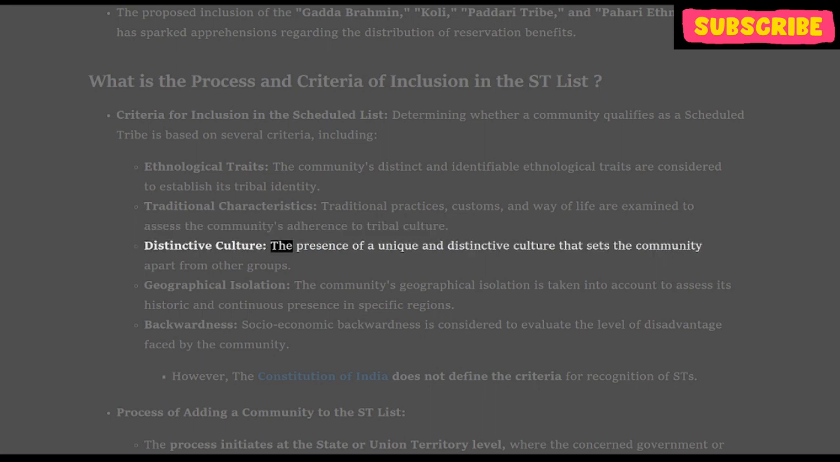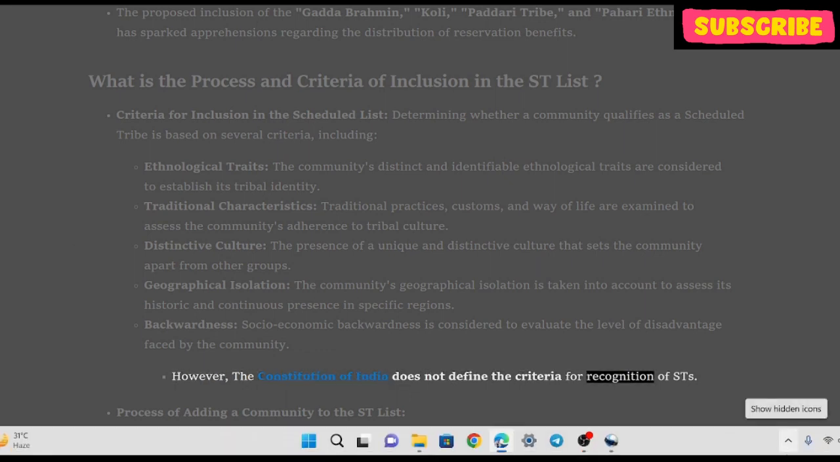Distinctive culture: the presence of a unique and distinctive culture that sets the community apart from other groups. Geographical isolation: the community's geographical isolation is taken into account to assess its historic and continuous presence in specific regions. Backwardness: socioeconomic backwardness is considered to evaluate the level of disadvantage faced by the community. However, the Constitution of India does not define the criteria for recognition of STs.